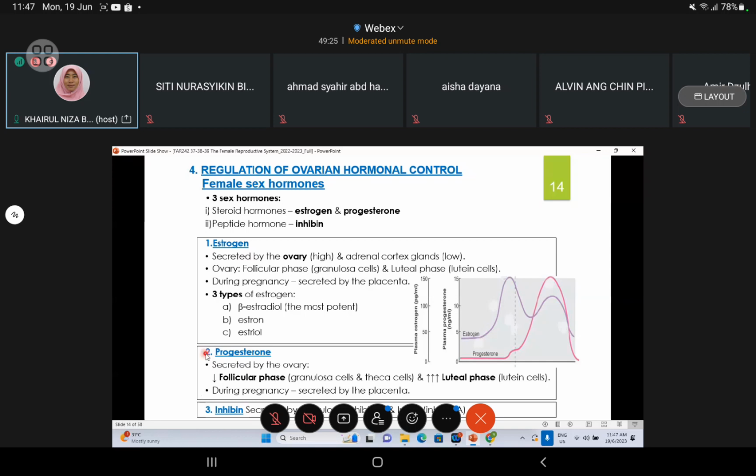The second hormone, which is progesterone, is also secreted by the ovary. During the follicular phase, it's secreted by the granulosa as well as theca cells, but at a very low concentration. But because of its function, it is needed at a very high concentration during the luteal phase. So during this phase, it is secreted by the lutein cells. Okay. And similar to estrogen, during pregnancy, progesterone is also secreted by the placenta.